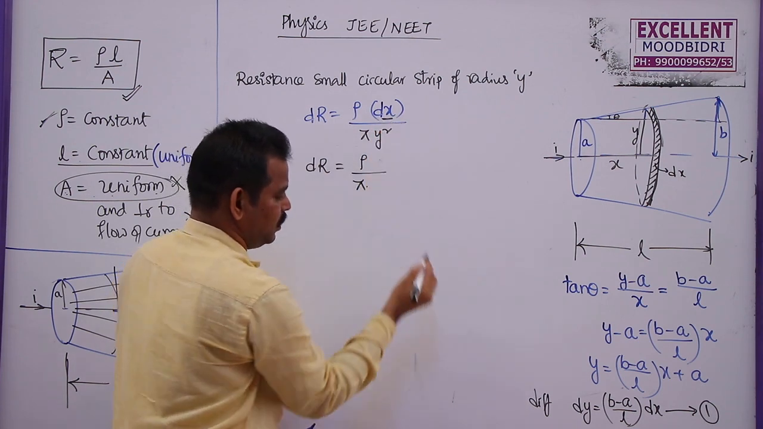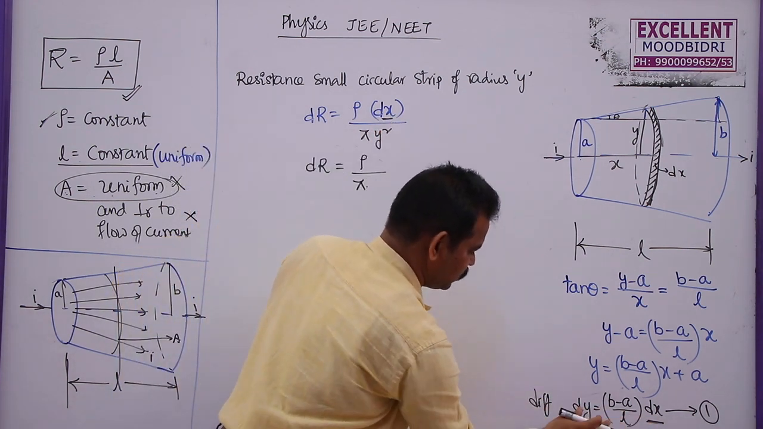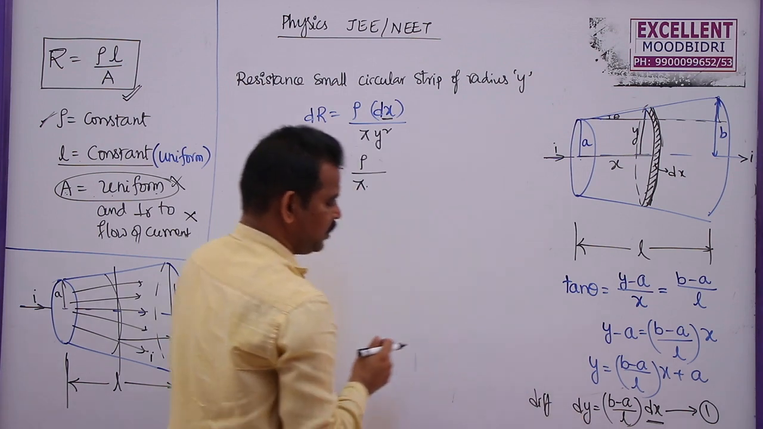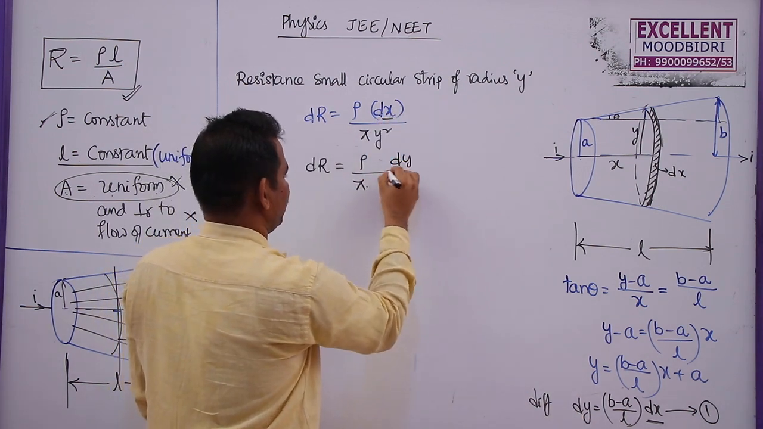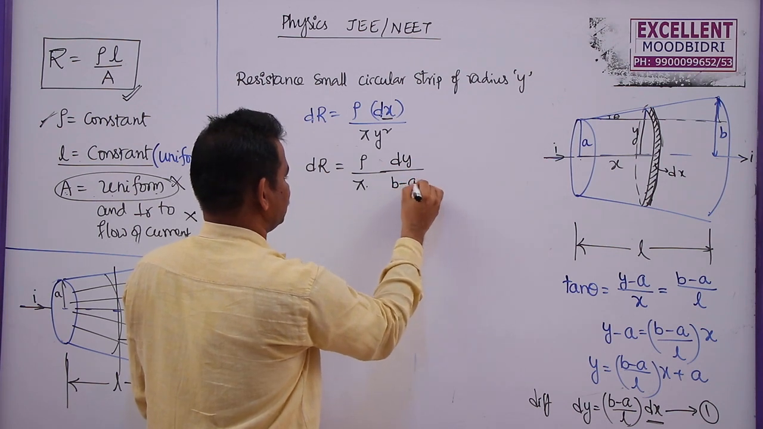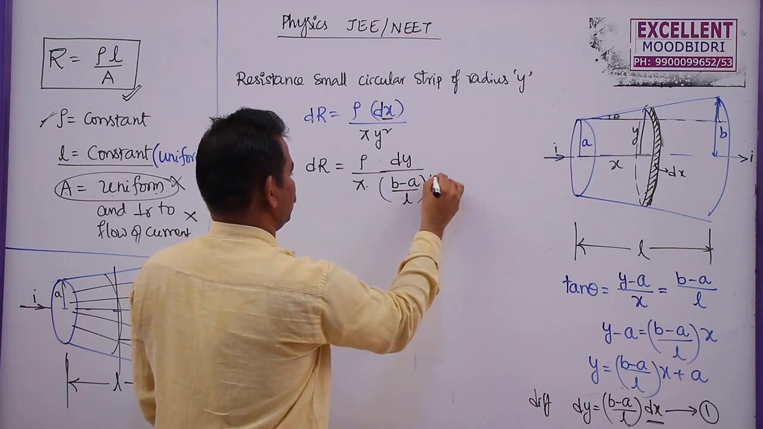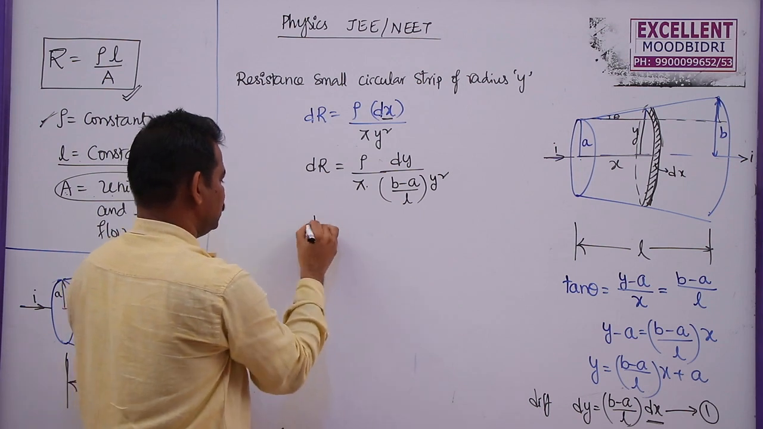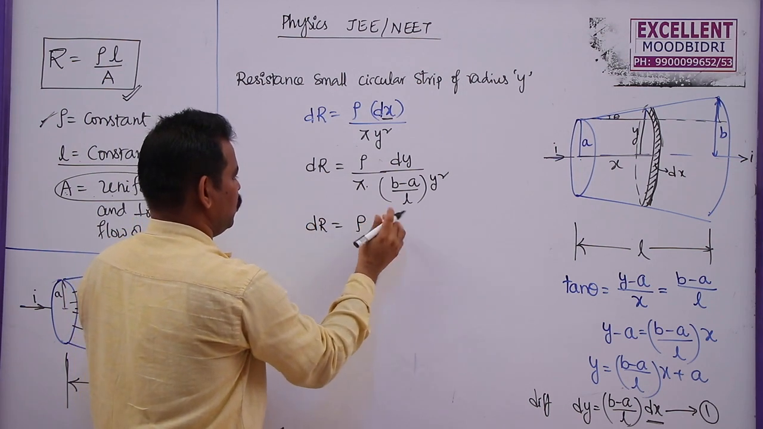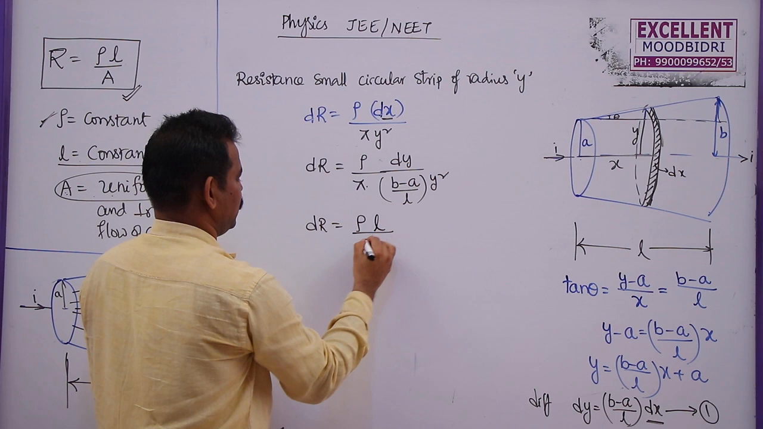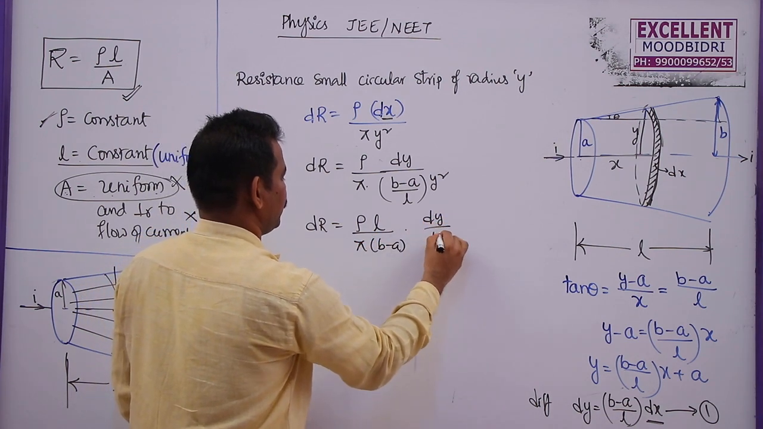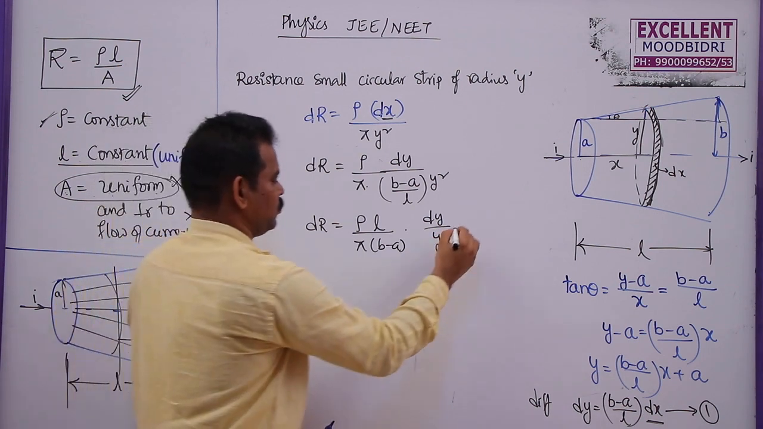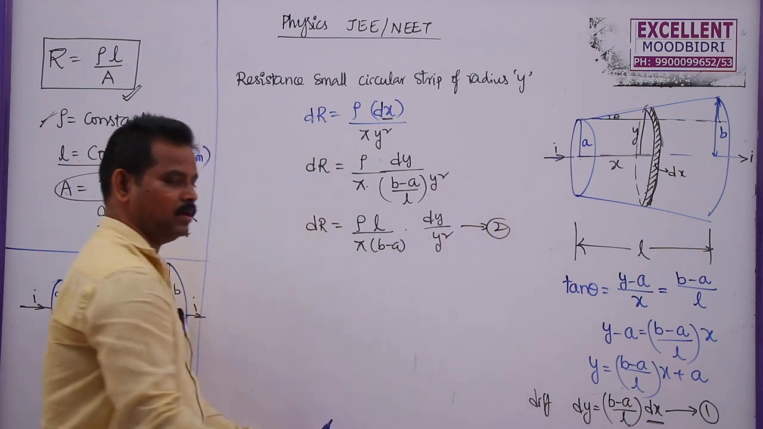In place of dx, you can see this dx is nothing but dy by b minus a by L. So in place of dx, I am going to write dy by b minus a by L, into y square. So this dr is given by rho, L will go up, pi into b minus a, dy by y square. This is equation 2, that is the small resistance of the small strip.